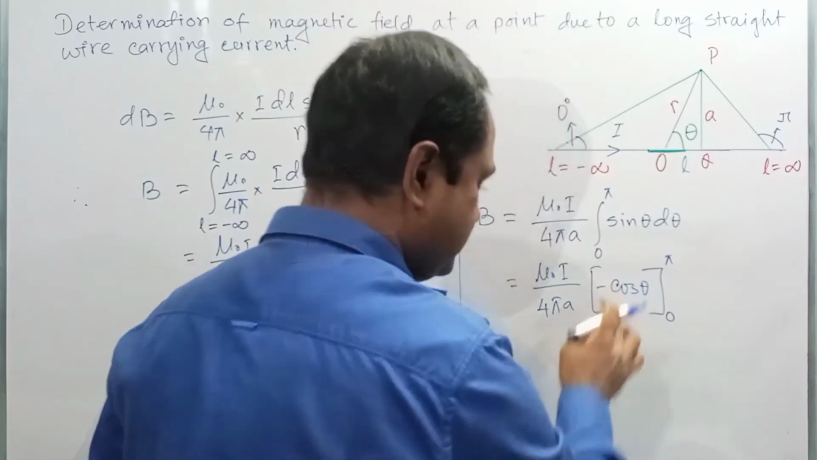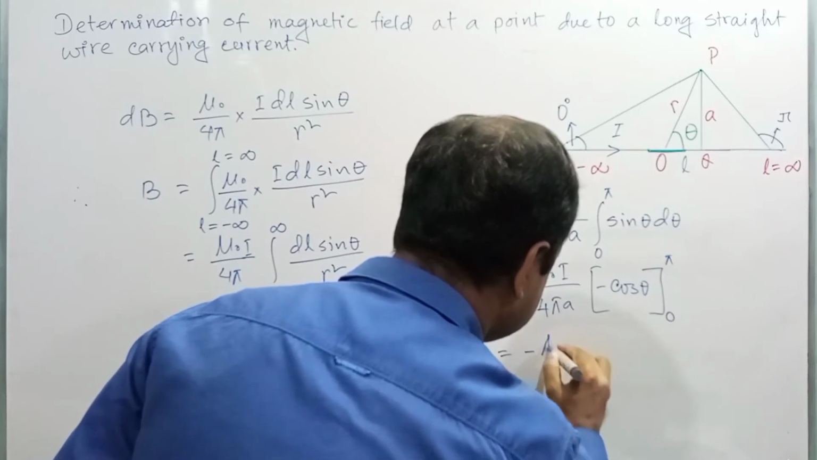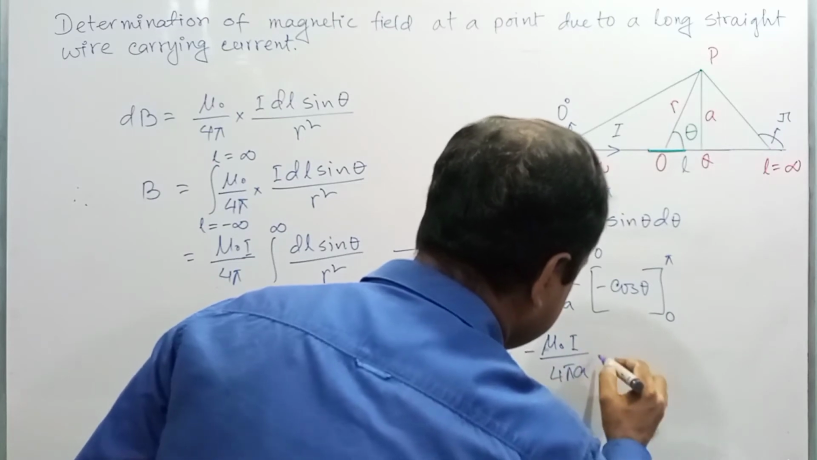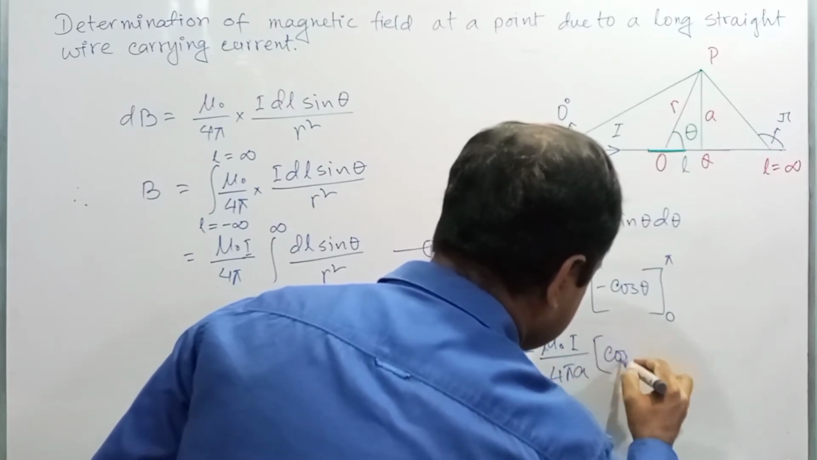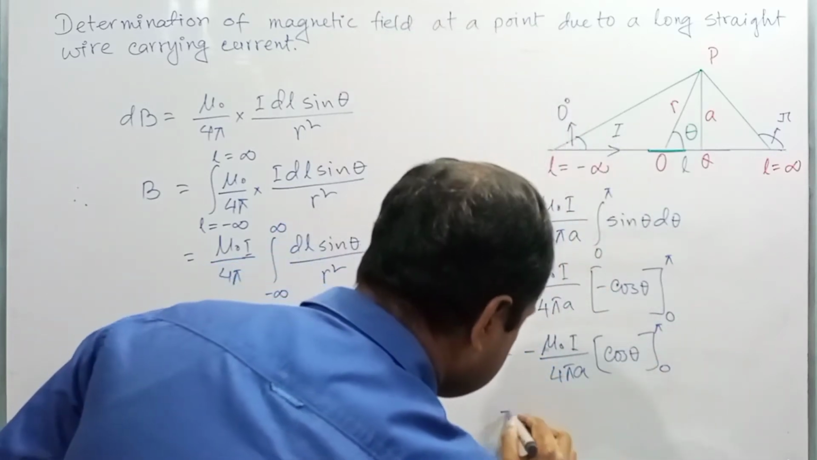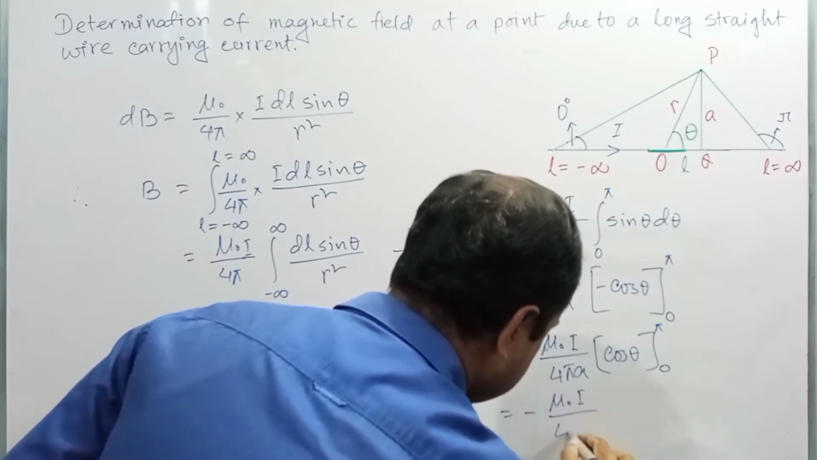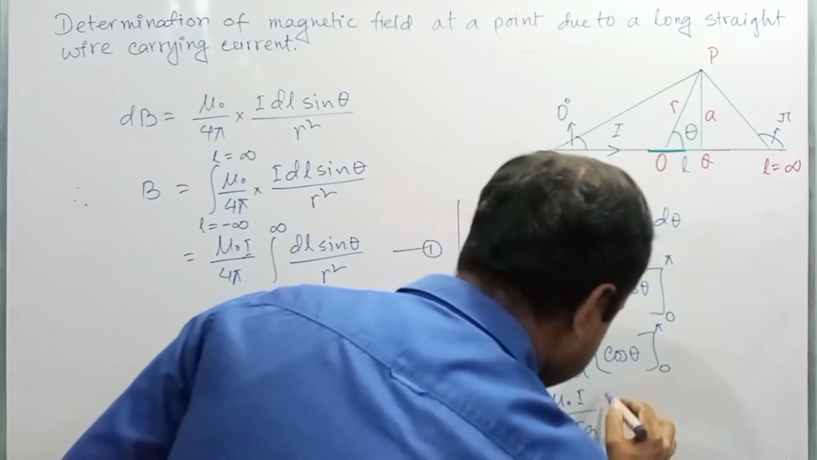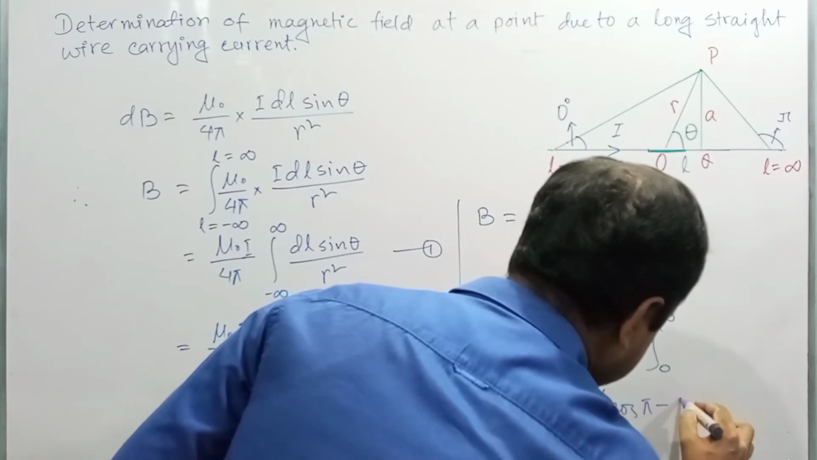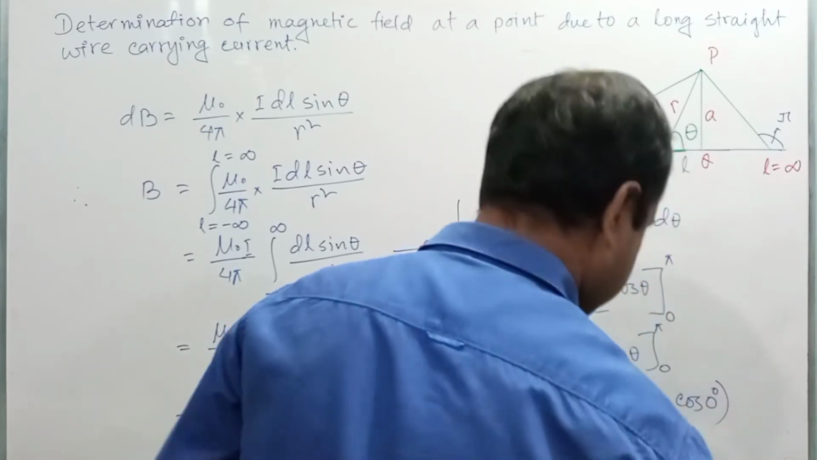If we take out the minus sign in front, we get minus mu naught I by 4 pi a, cos theta from 0 to pi. And after the calculation, mu naught I by 4 pi a, you can write cos pi minus cos 0, right?